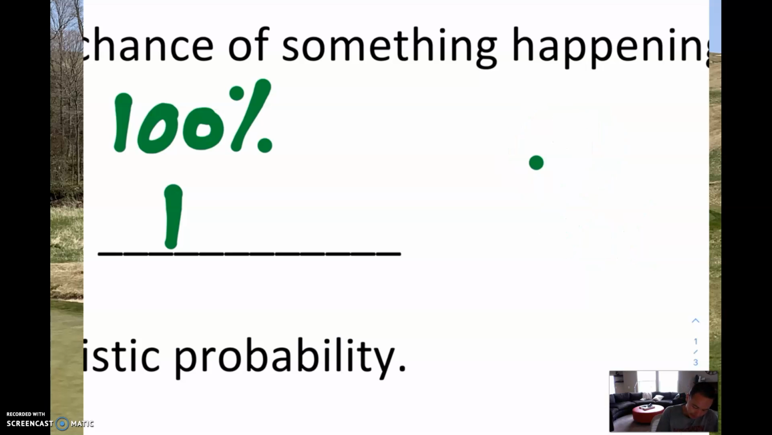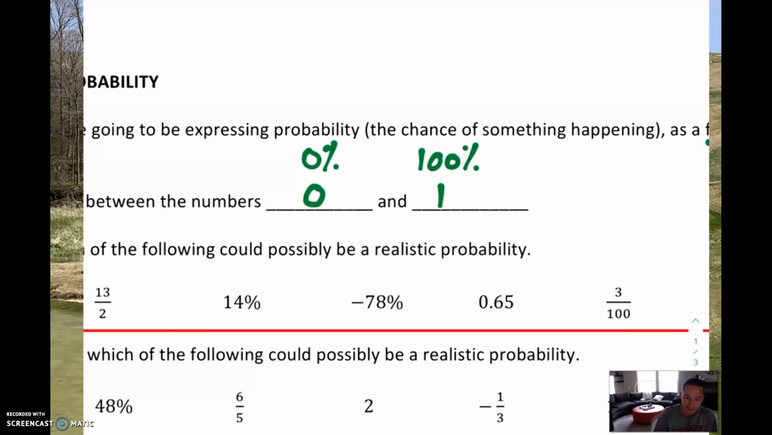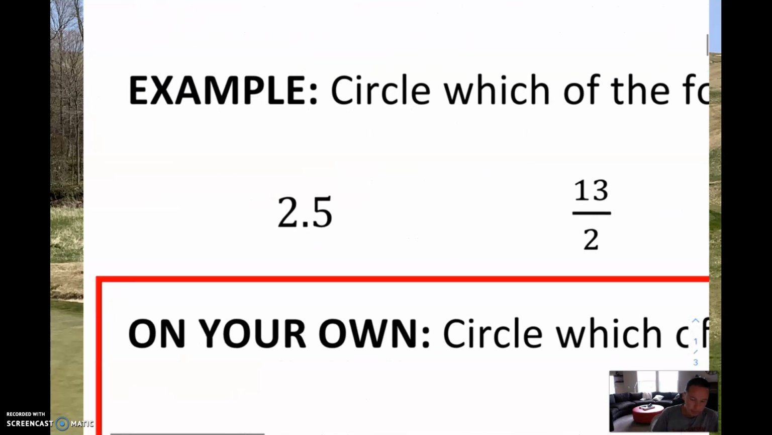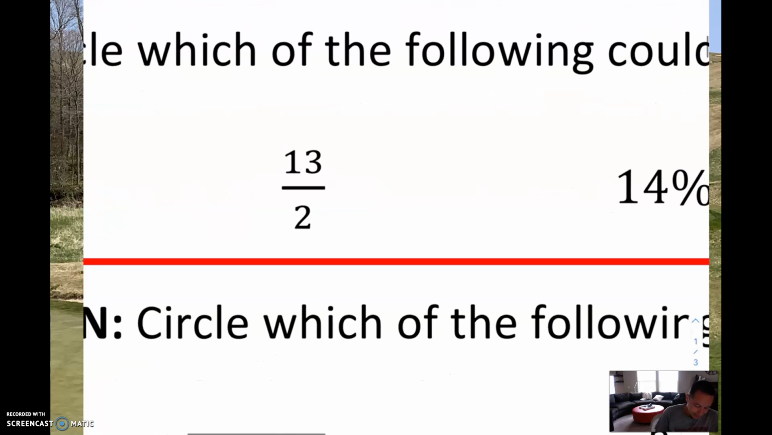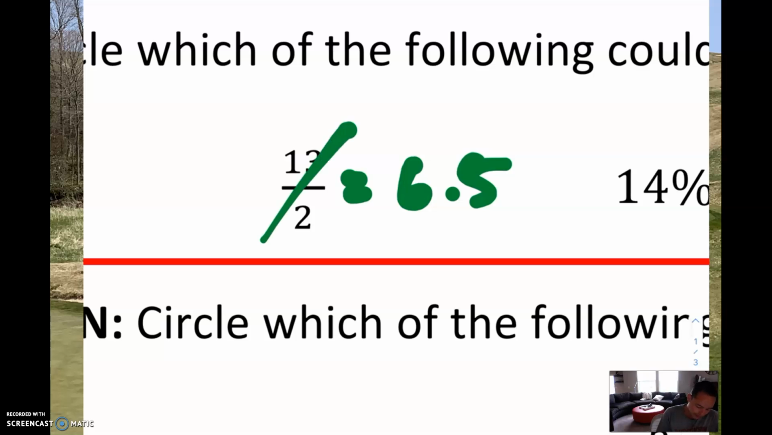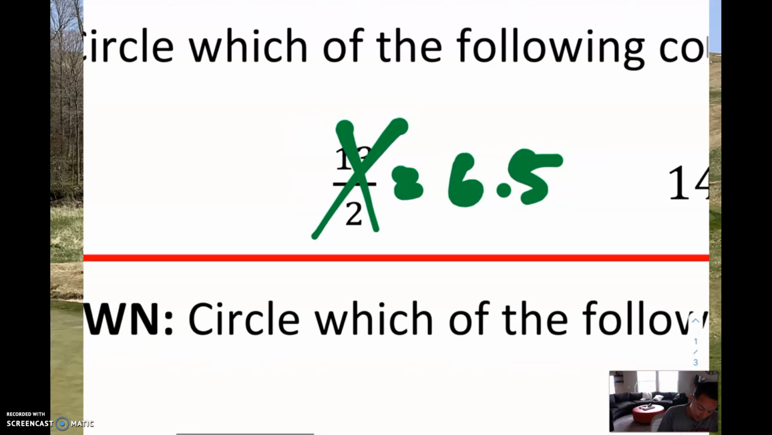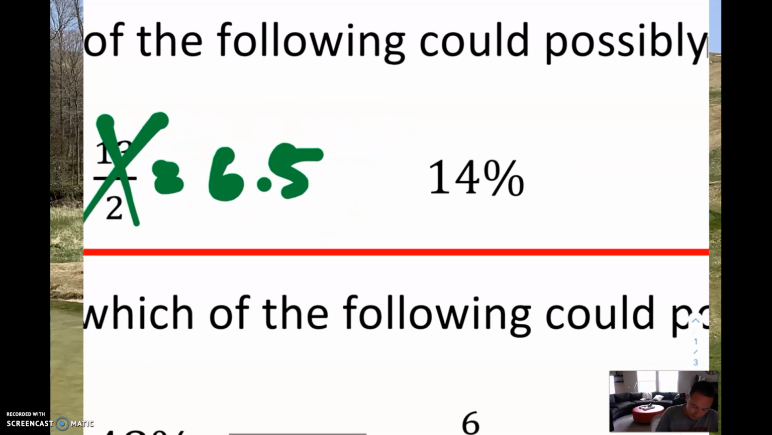So let's go ahead and look at a couple different numbers and see if those are valid, realistic probabilities. So this number 2.5, is that between 0 and 1? No, it's not. This number 13/2, it's written as a fraction. If you try something 2 times, is it possible that it happens 13 of them? No. If you were to divide this, it would be 6.5, and that is definitely not between 0 and 1. So 13/2 is not a valid probability. If you had 2/13, that would work, but 13/2 doesn't work.